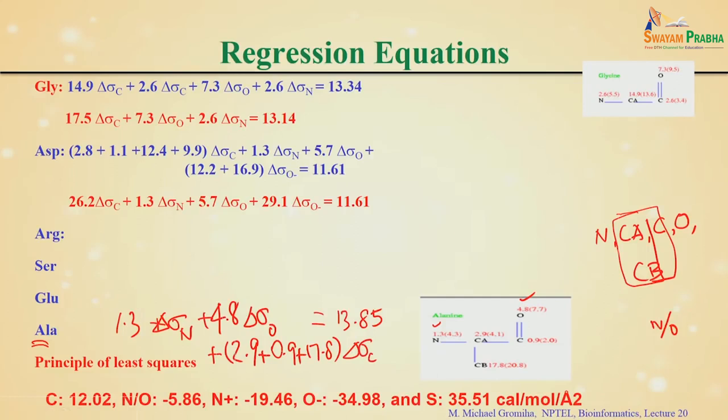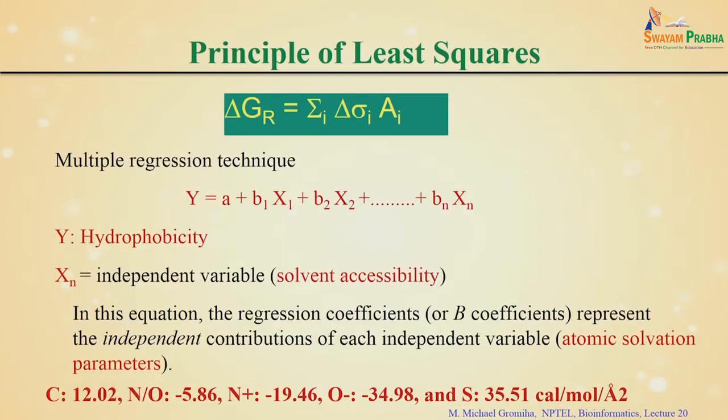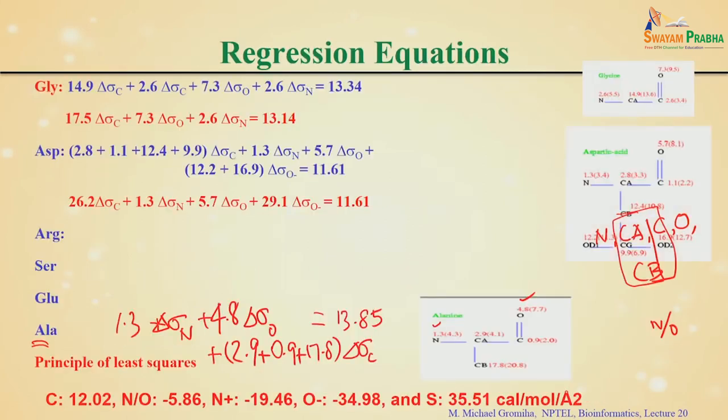You can write this equation: Y equal to A plus B1 X1 plus B2 X2 plus up to Bn Xn. Here Y is the hydrophobicity, and delta sigma I are the parameters that we need to identify. These are B1, B2, and so on, and AI is the surrounding accessibility. So you need to calculate the coefficients B. For the alanine we get this one.